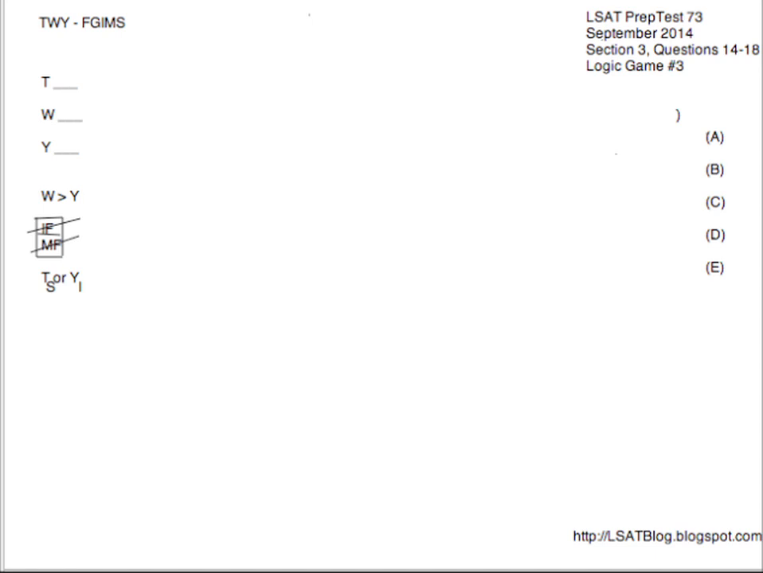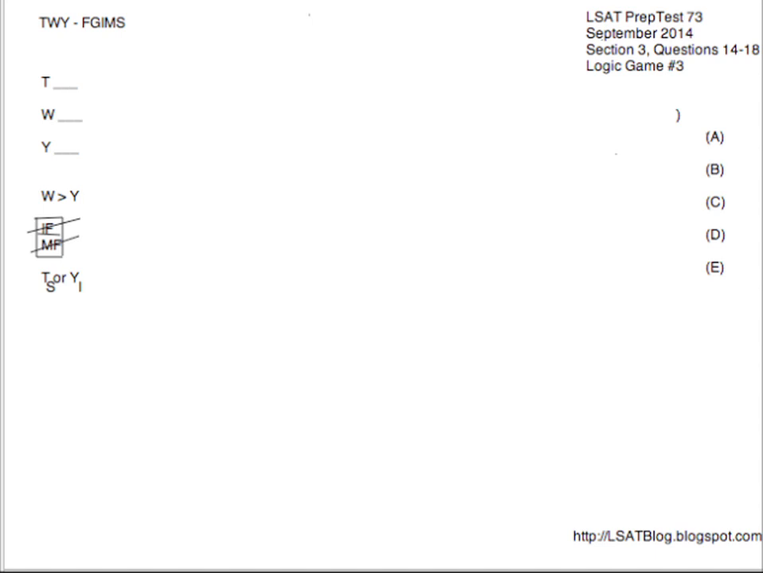We know that W owns more than Y, so I've indicated that W is greater than Y in quantity. We know that neither I nor M is with F, so those cannot be horizontally together. And then we know that either TS or YI or both, of course. So I've indicated here that we have just T, W, and Y. Each one has at least one of the buildings, of course, and potentially more.